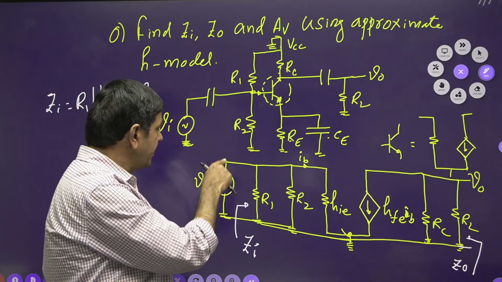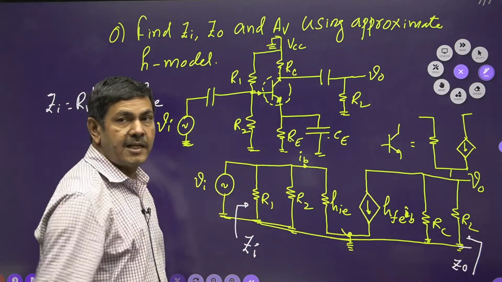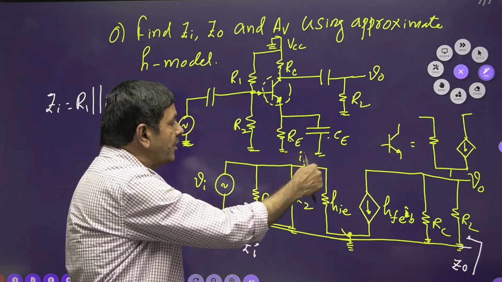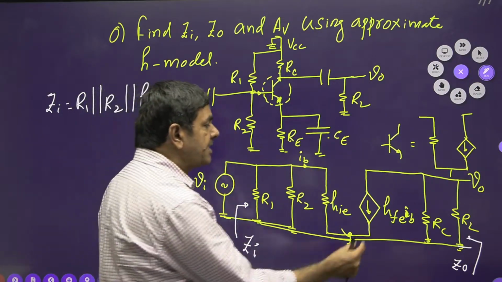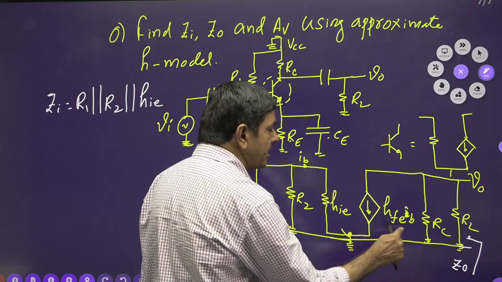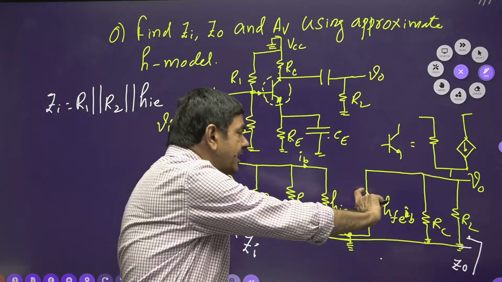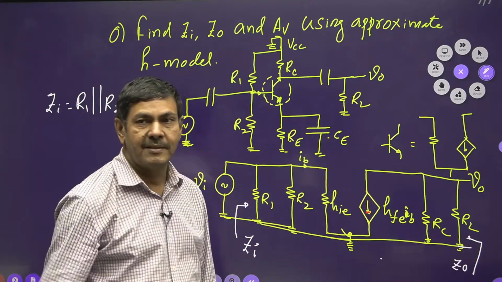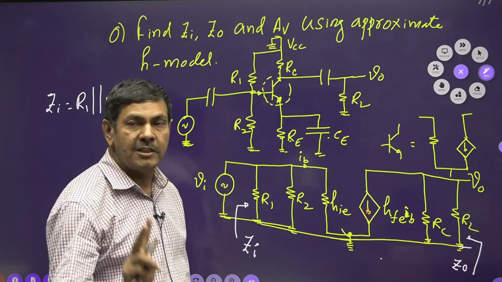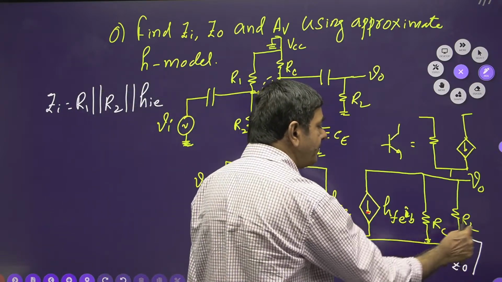When the input voltage source is shorted, we cannot find any voltage source at the input side. At that time, the base current is going to become 0. When the base current is 0, IB is 0, so hFE into IB is totally 0. This current becomes 0, and the current source can act as an open circuit. Finally, we are going to have only 2 resistors, RC and RL, in parallel.